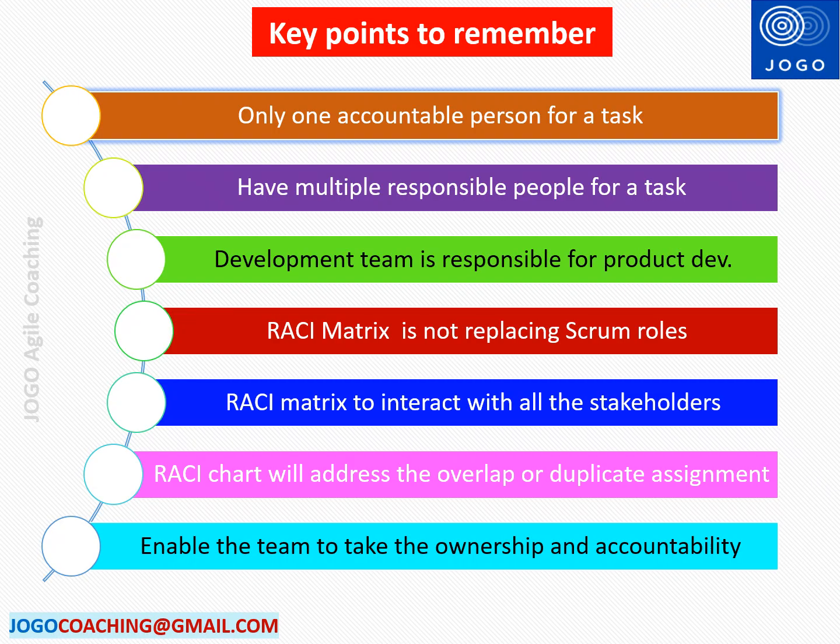Now let's understand a few more additional points about RACI Matrix. There should be only one accountable person for the task. Another important point is we can have multiple responsible people for a task. For example, a development team is responsible to complete the product development. So here multiple people will be responsible.